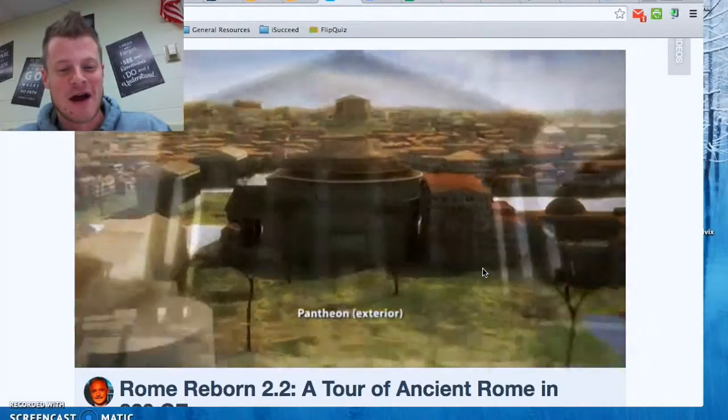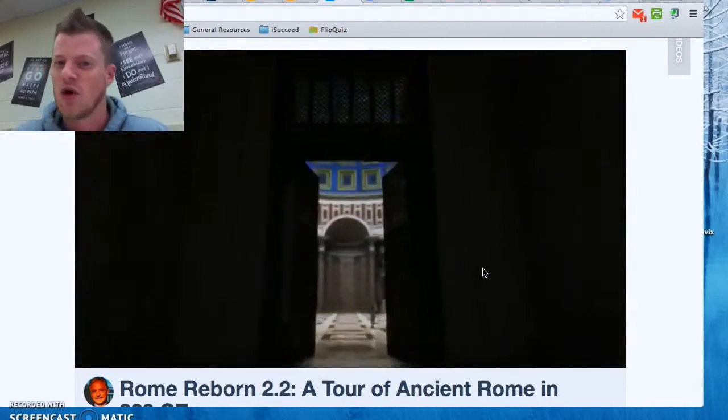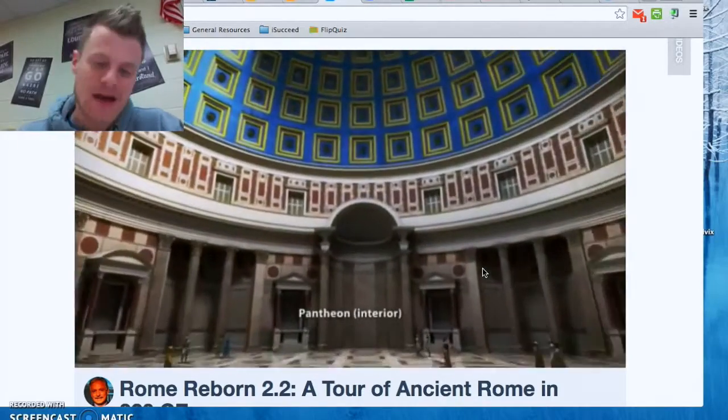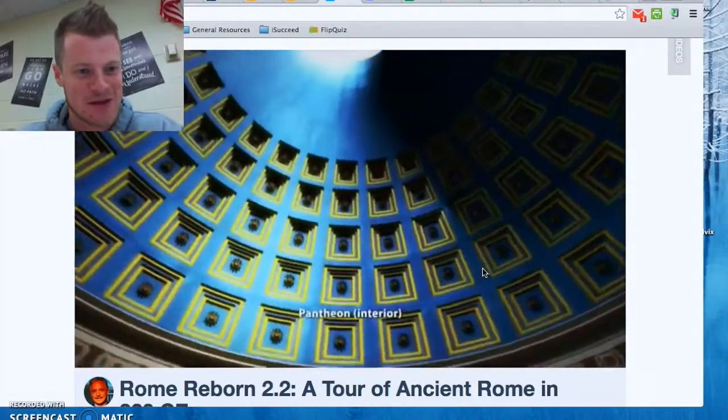So, the Pantheon. The Pantheon is a really cool building, dedicated to all the Roman gods and goddesses of this time.